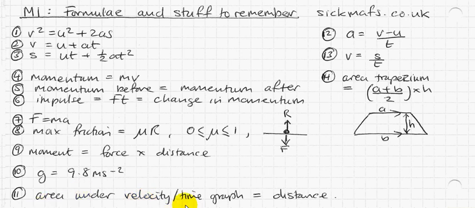Area under a velocity time graph is equal to the distance traveled in that velocity time graph. Okay, so that's a very simple one to learn.